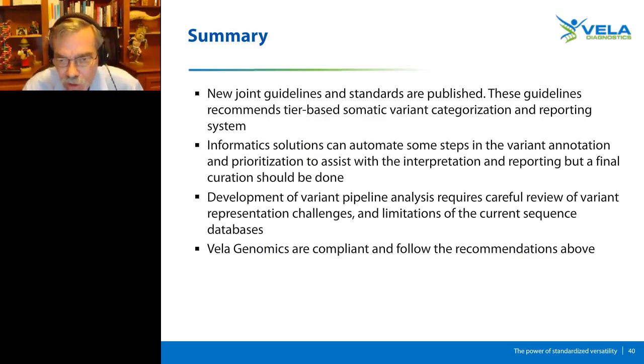So to summarize, there are new joint guidelines and standards that have been recently published by professional organizations. These guidelines recommend tier-based somatic variant categorization and reporting. Informatics can and should be automated. Variant prioritization can assist in the interpretation and reporting, but a final manual curation should still be done. Development of variant pipeline analysis requires careful review of variants and an understanding of the limitations of the current sequence databases. And finally, Vela has developed both hardware solutions and software solutions to solve NGS cancer testing problems. And with that, I'd like to turn it back to Susie.